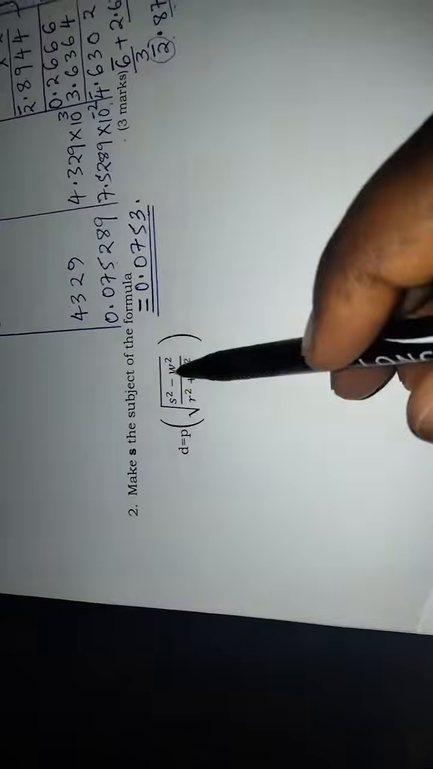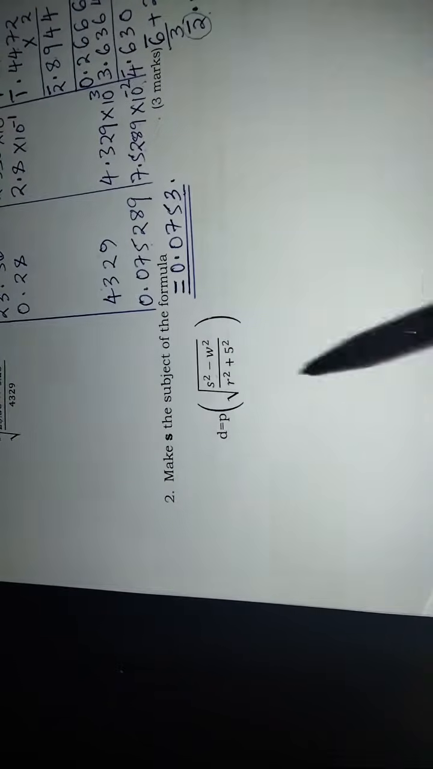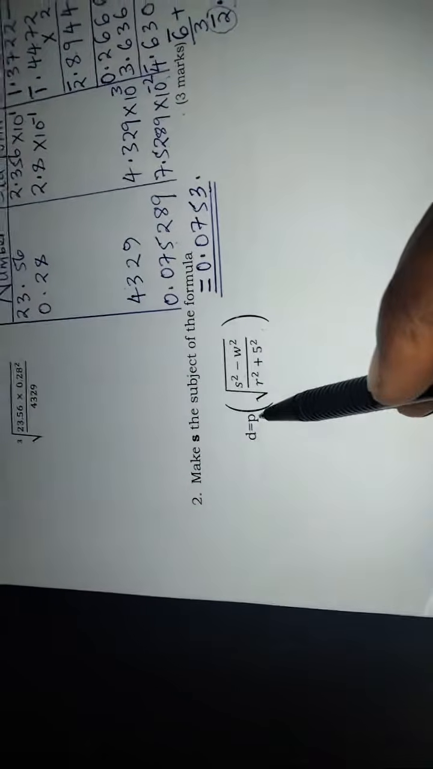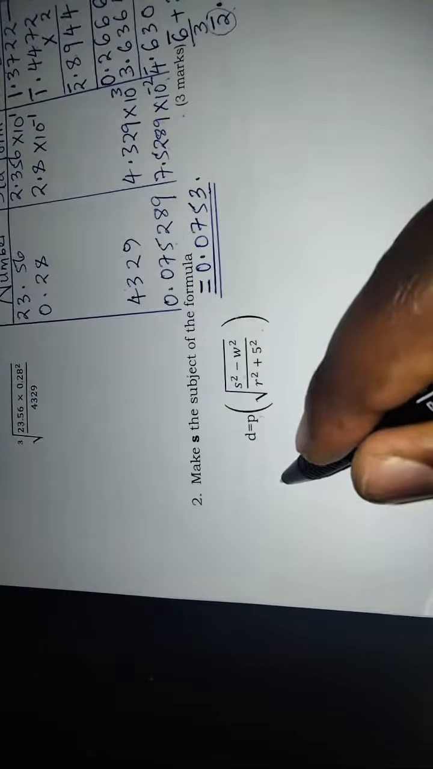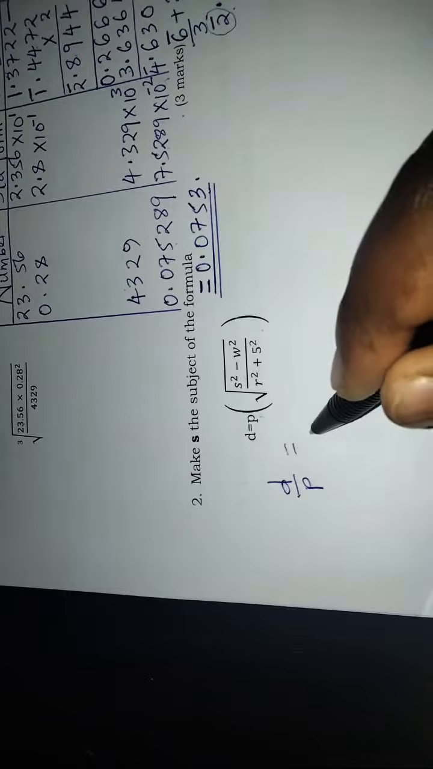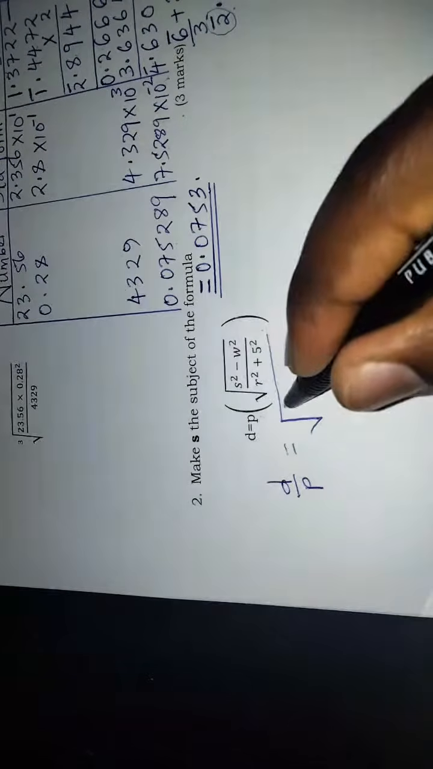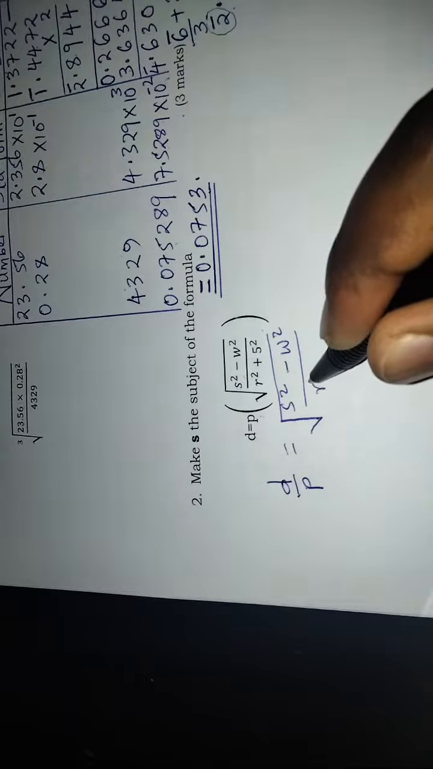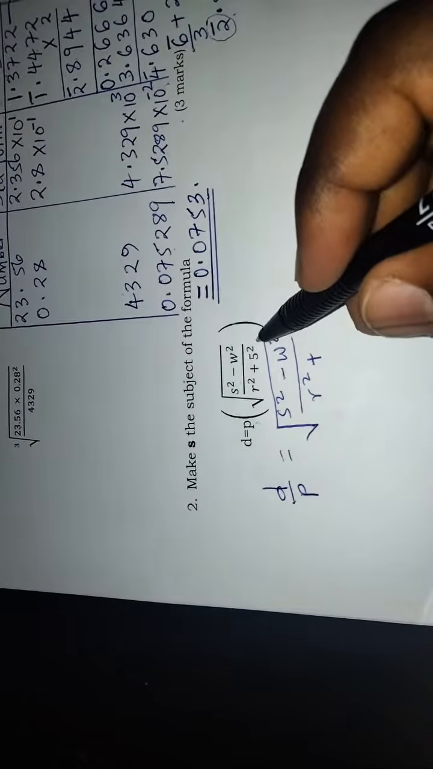Whereby we are supposed to change the subject of the formula to be S, and we can see S is inside here. So what you're going to do in such questions, we just maneuver until we bring S to one side. We have a p multiplying everything here. We can start by dividing by p through, so that we have d out of p equals a square root of s squared minus w squared divided by r squared plus, I think this is a 5 squared, yeah.